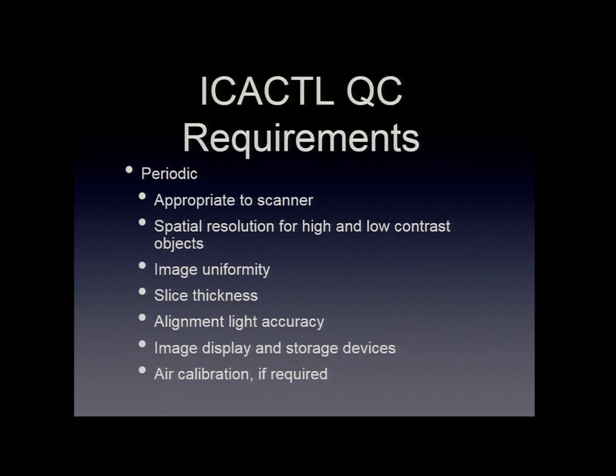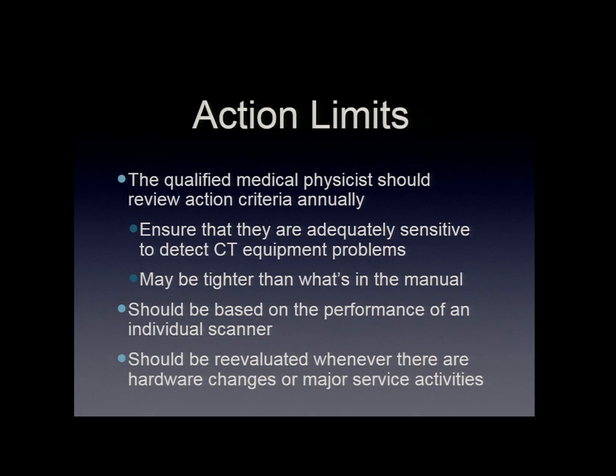And then there are other periodic requirements, again, appropriate to the scanner. You want to include spatial resolution, high and low contrast objects, image uniformity, slice thickness, alignment light accuracy, image display and storage device, all those things that we talked about when we were going through the physics CT survey that we did. And error calibration, if the unit requires that you do that on a daily basis or more often, then you need to do that as well. They also identify that you need to set up action limits in response to the QC.